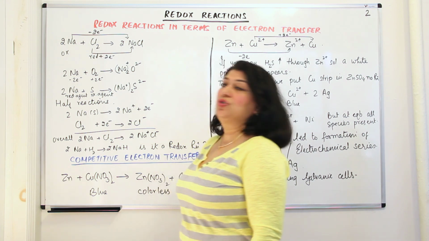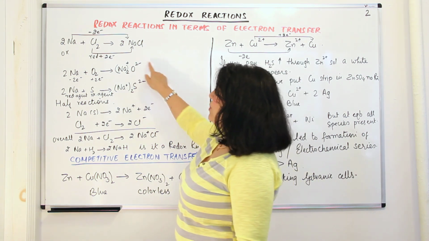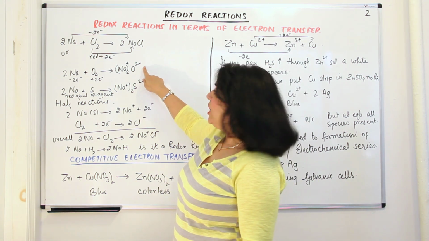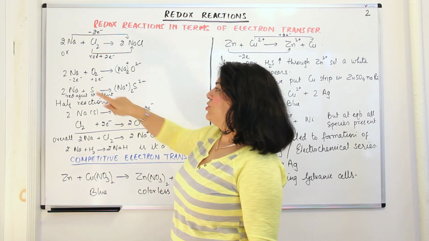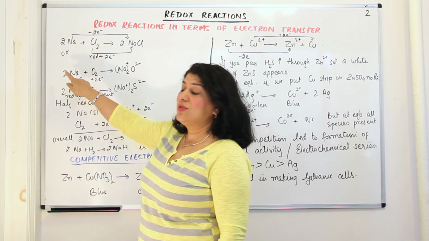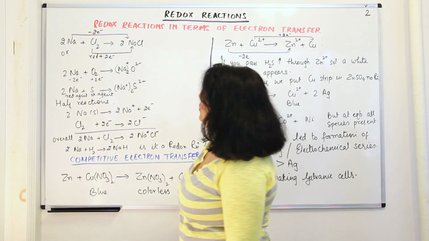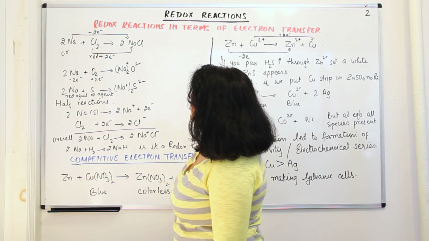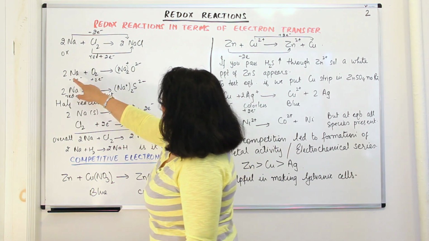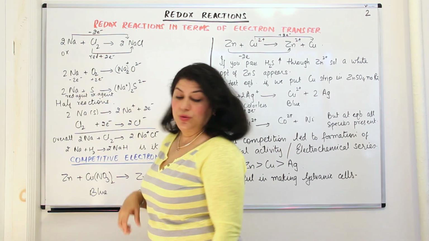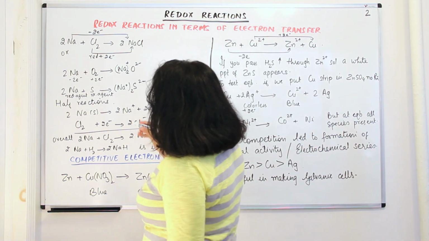Sodium combines with oxygen to give you sodium oxide. In sodium oxide, oxygen has 2 negative charge and sodium has 1 positive charge. So you need 2 sodium atoms to give 2 electrons, and these 2 electrons are gained by oxygen. But this should be 4Na, the equation is not balanced. So let me just correct this.